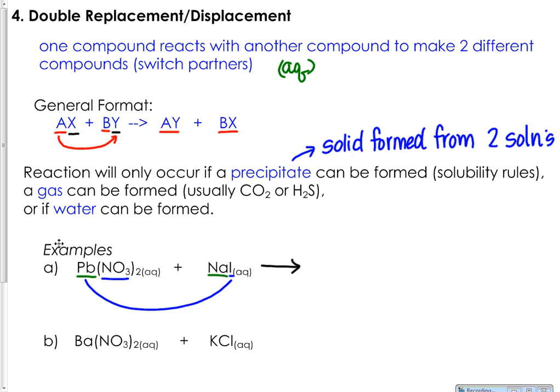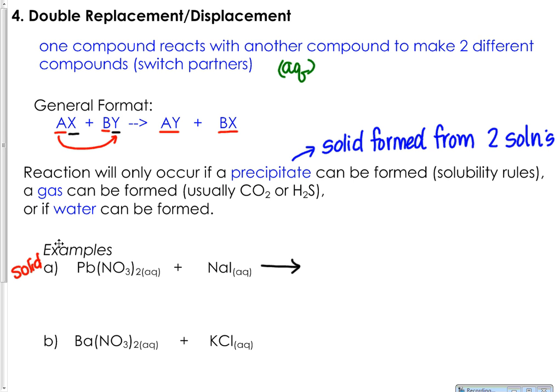Now if we look up Na and NO3, you'll see that they're aqueous. They will dissolve in water. They are soluble. So we know that this reaction is going to happen because a solid can be made. So now it's our job to correctly pair up these ions.